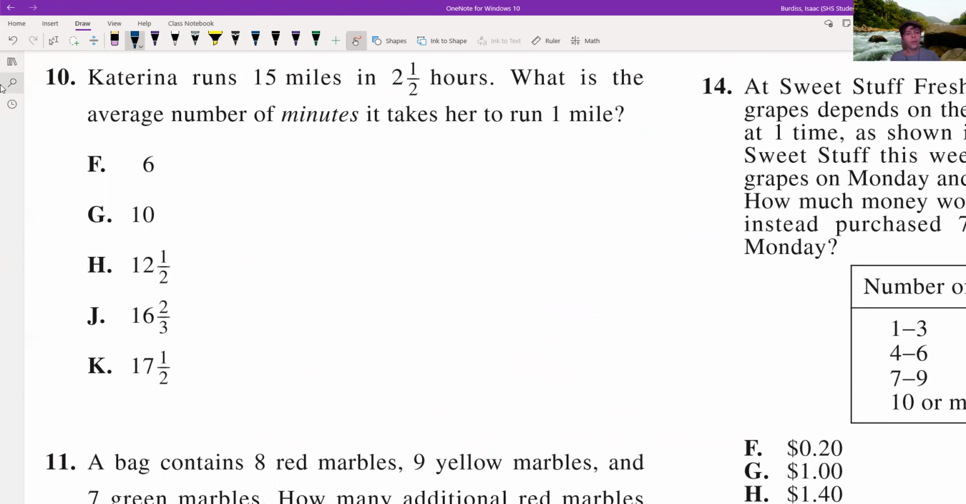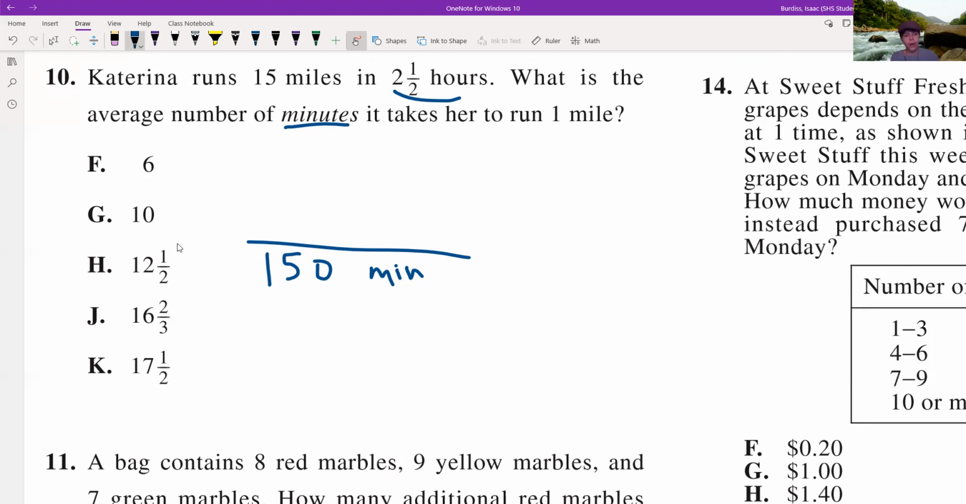Okay, Katerina runs 15 miles in 2.5 hours. What is the average number of minutes it takes her to run 1 mile? If the ACT is ever nice enough to underline something, it's important. So, minutes, let's go ahead and change this to minutes. That is 150 minutes. I know you might not be able to do the math that fast; I'm just saying that because I already have it written down. You just multiply by 60, and then half of 60 is 30.